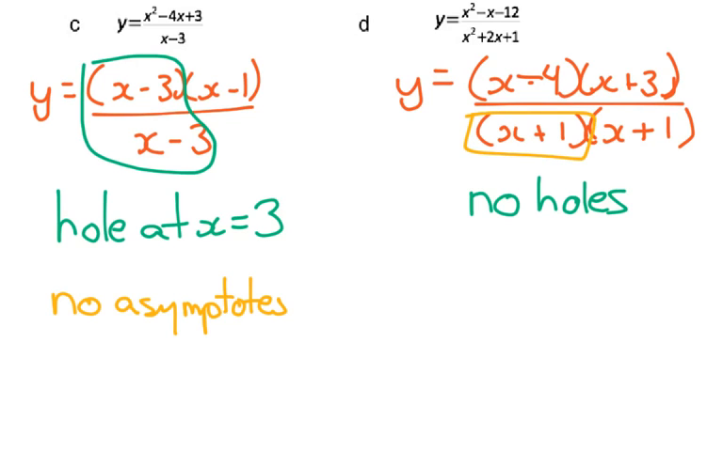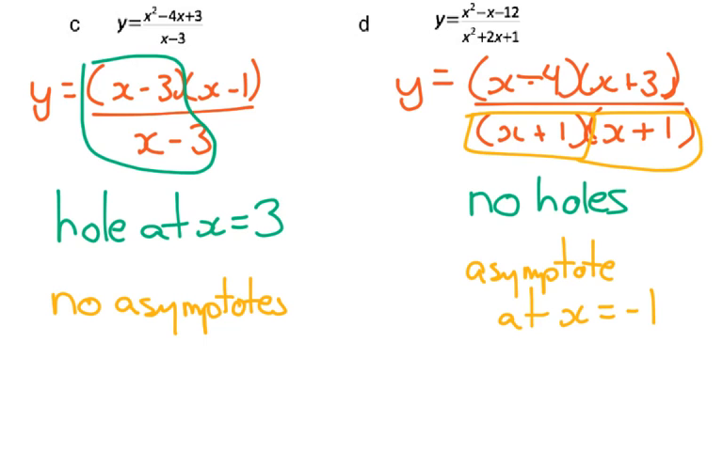We've got this factor on the bottom, which will give us an asymptote at x equals -1. As well, the other factor on the bottom would also give us a second asymptote at x equals -1, but even though it would appear that there's two asymptotes, since they're at the same spot, there's really only one asymptote here.